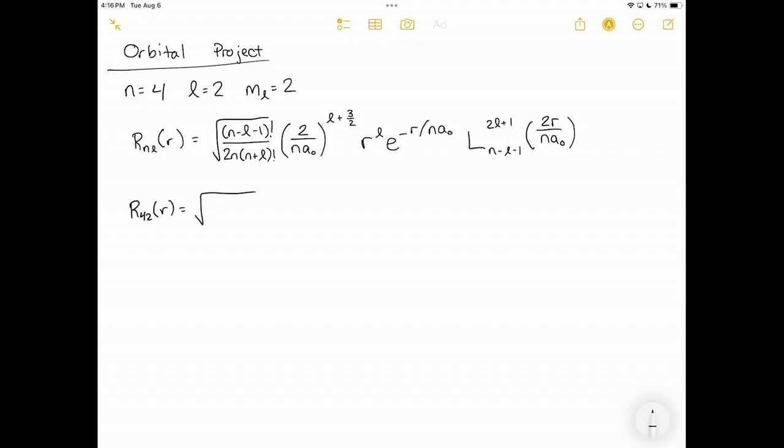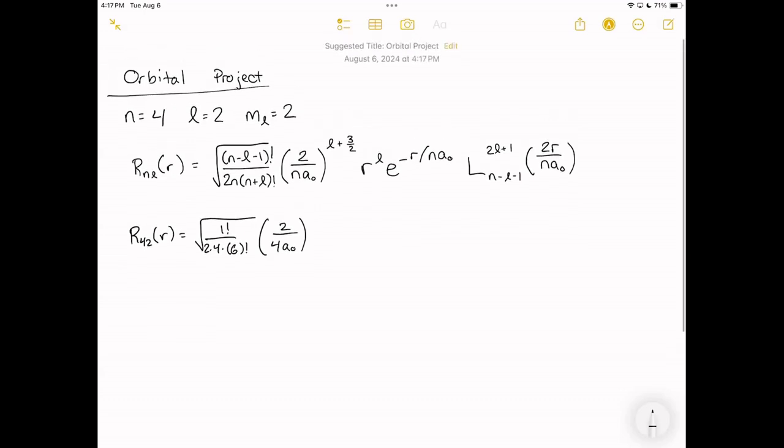So we'll do n minus L minus 1. So 4 minus 2 minus 1 is 1 factorial on top. And then we'll have 2 times 4 times n plus L factorial, which will be 6 factorial. Then we will have 2 over n, which is 4a naught. L is 2, so 2 plus 3 halves is 7 halves. We'll take r squared, e to the minus r over 4a naught. Then 2L plus 1 is 5. n minus L minus 1 is 1.